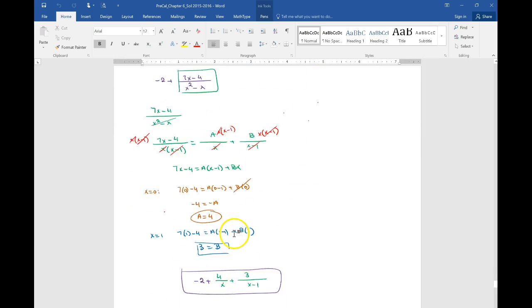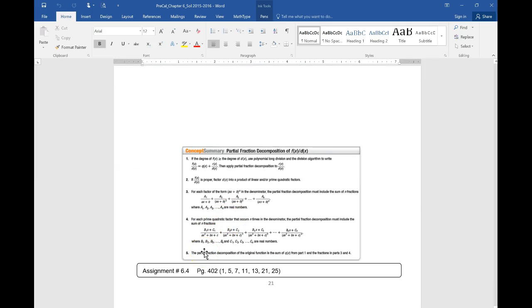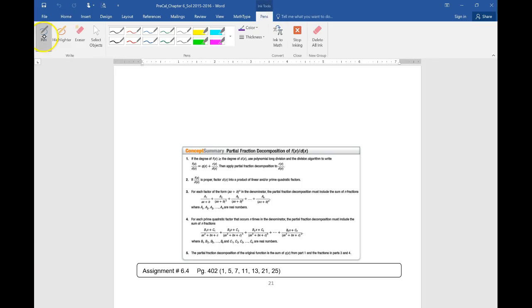All right, so the homework at the end of this section is going to be due tomorrow, okay? What's tomorrow? Thursday? So this is due Thursday. All right.